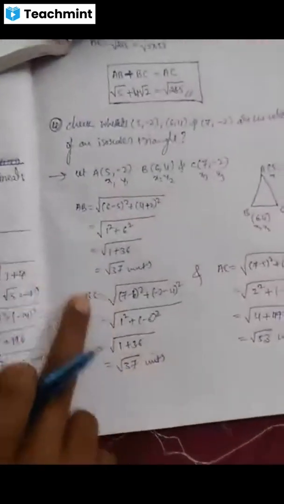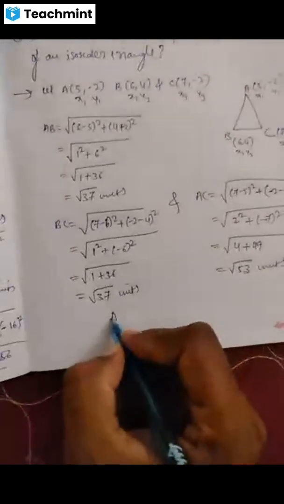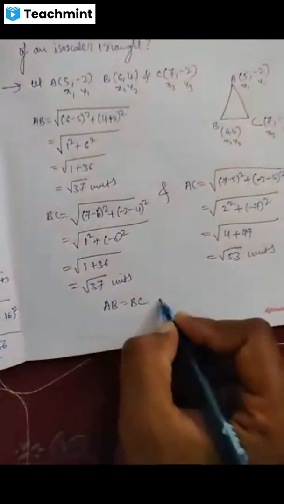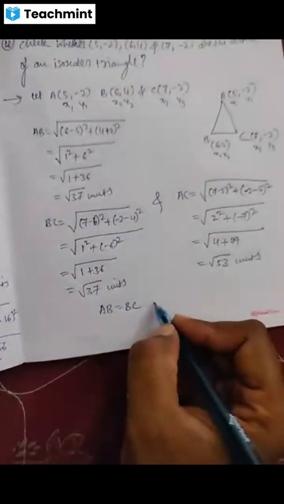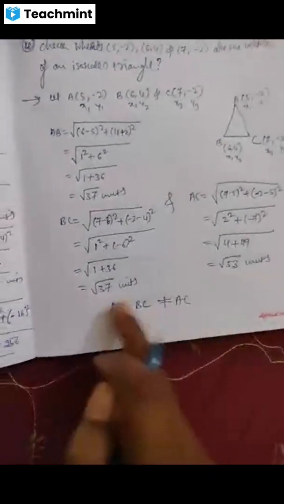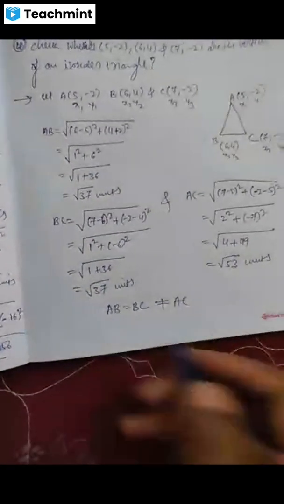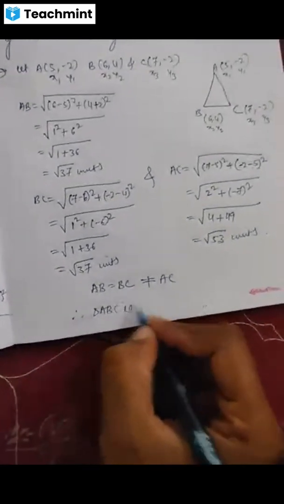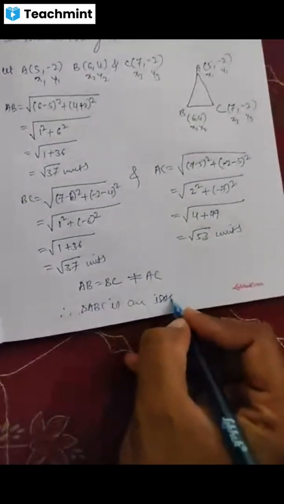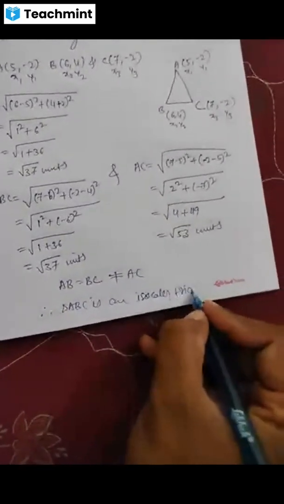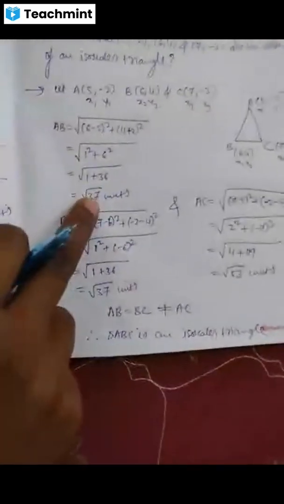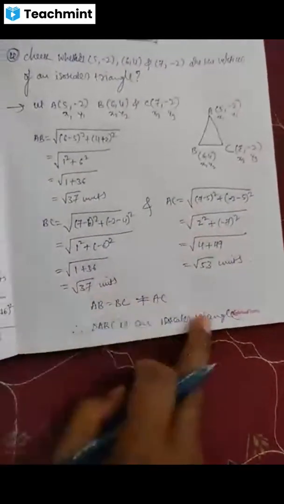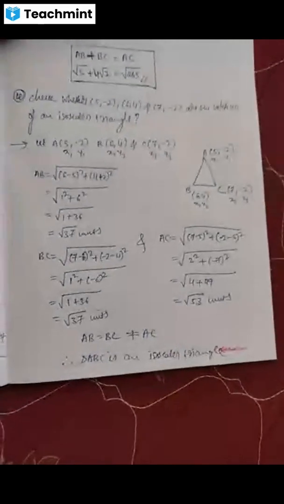Okay, so from the above result, AB, BC and AC, here AB is equal to BC, not equal to AC. AB and BC are equal and AC is not equal, therefore triangle ABC is an isosceles triangle, because two sides are equal and one side is not equal to both, so it is an isosceles triangle.